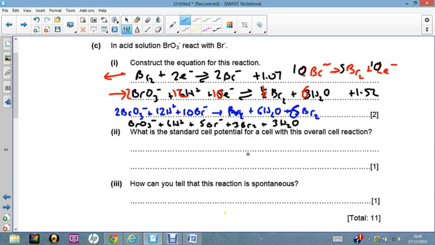Standard cell potential for a cell with this overall reaction, so it's the positive cell take away negative cell, gives me 0.45 volts. And then finally, how can you tell its reaction is spontaneous? Because the cell potential is positive.